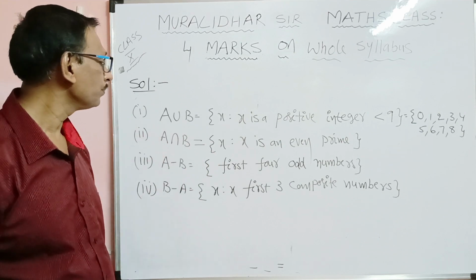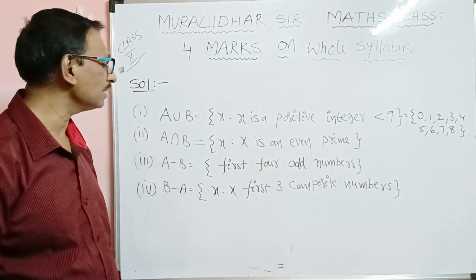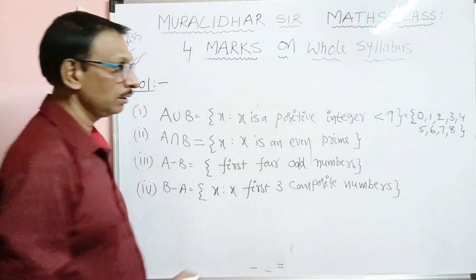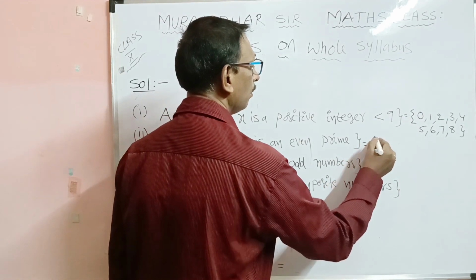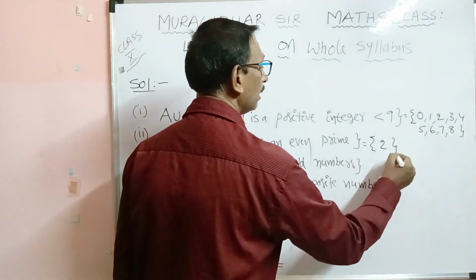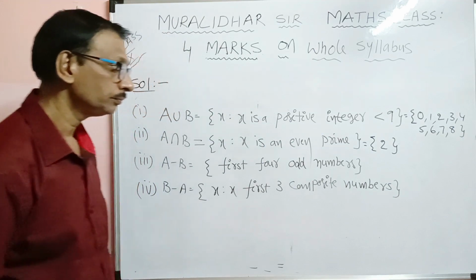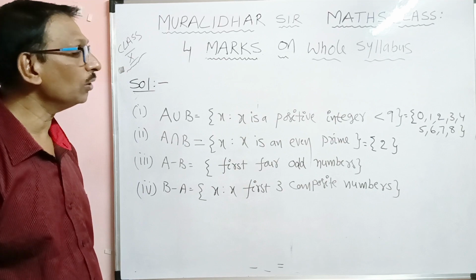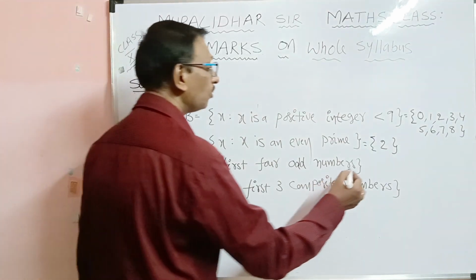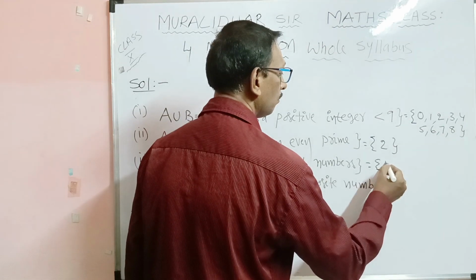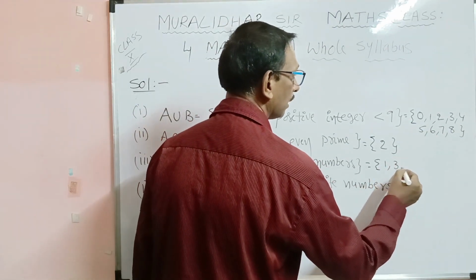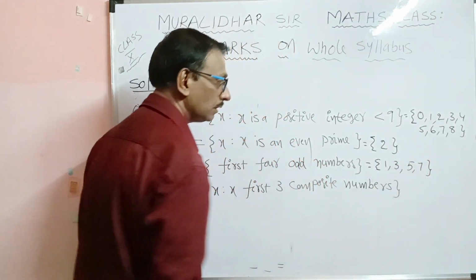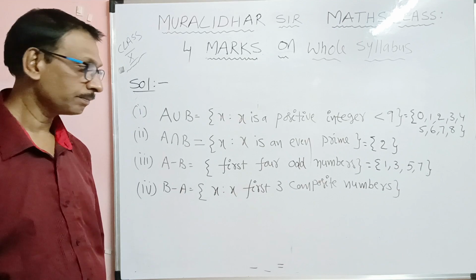Second set lo A intersection B is equal to X such that X is an even prime. దీనికి సంబంధించి ఒకే ఎలిమెంట్ వస్తుంది, that is 2. A minus B is a set. The first four odd numbers is 1, 3, 5, 7. These are all first four odd numbers.